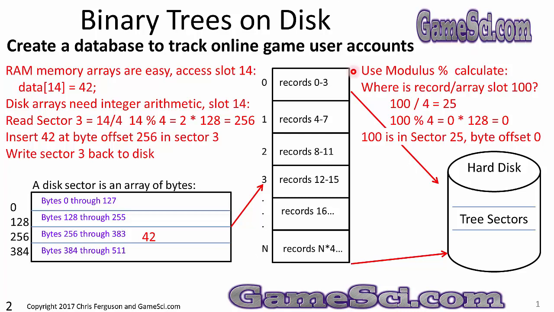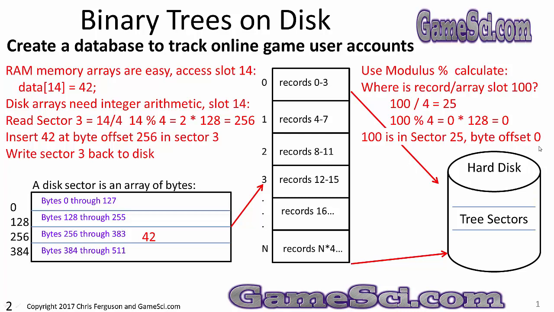Note the use of the modulus operator to calculate this. Where is the record, array slot 100? Well, 100 divided by 4 equals 25. Record 100 has to be in sector 25. Within sector 25, where is that record? 100 modulus 4 equals 0. 0 times our 128 byte record says at offset 0 is where we should find record 100. So 100 is in sector 25 at byte offset 0.